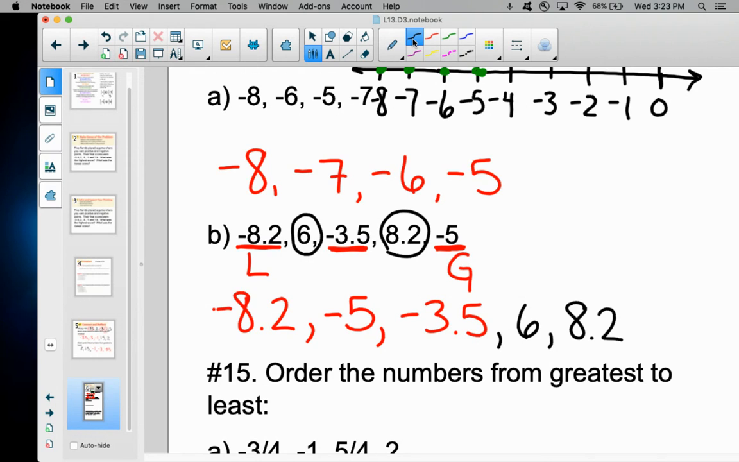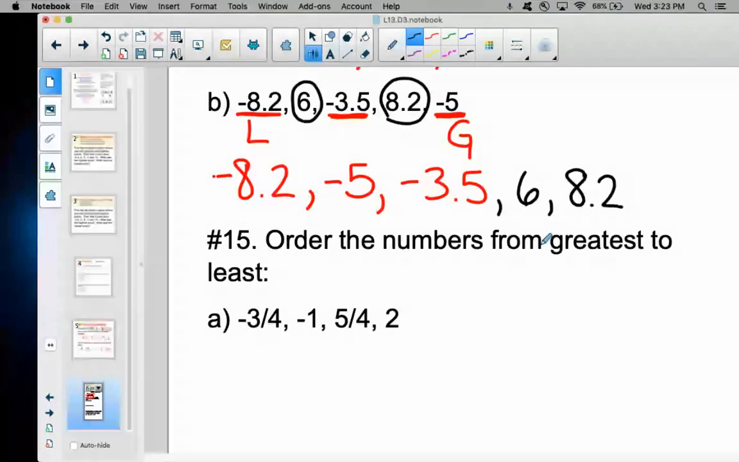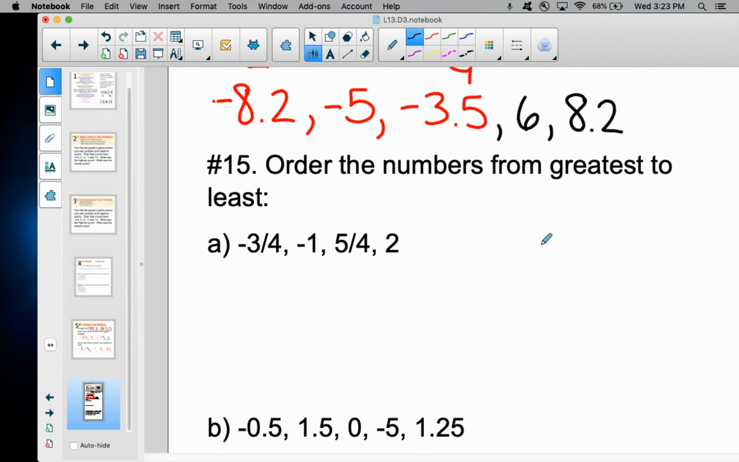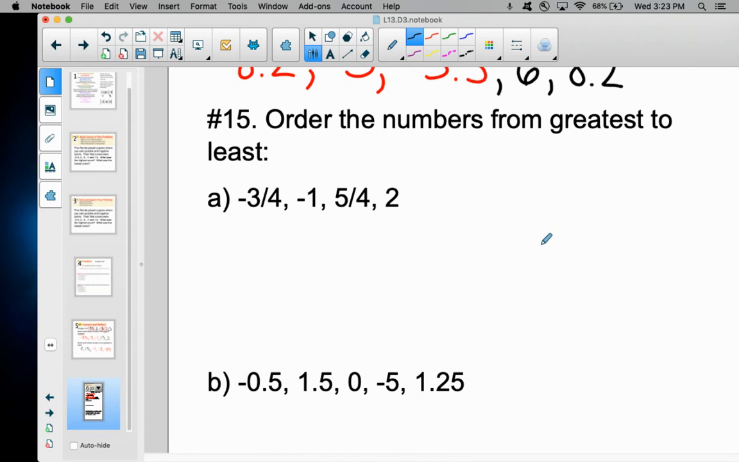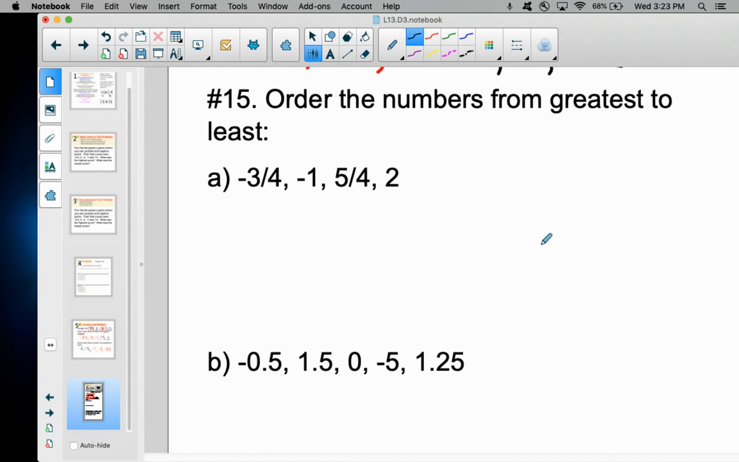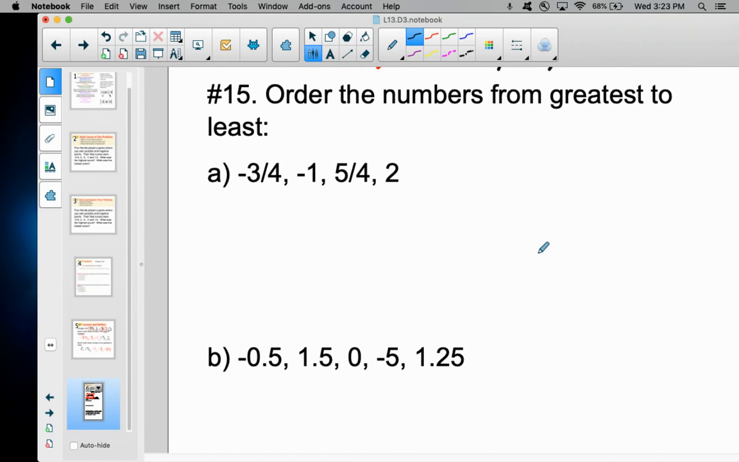Now take a moment and we're going to order these next pairs of numbers from greatest now to least. So take a moment and try that first, and then resume when you're ready to check your answers with mine.